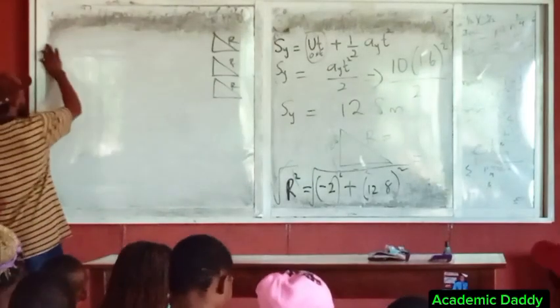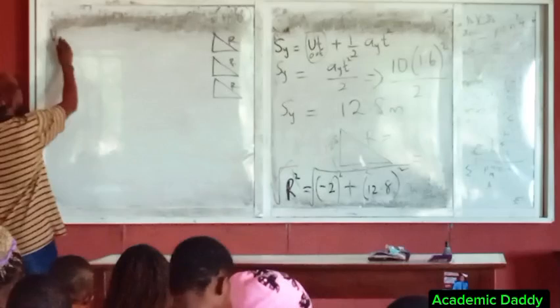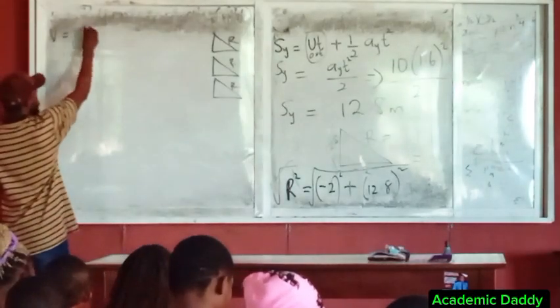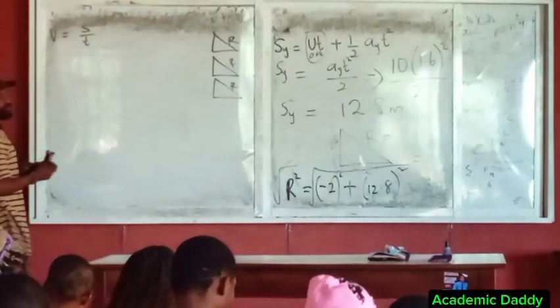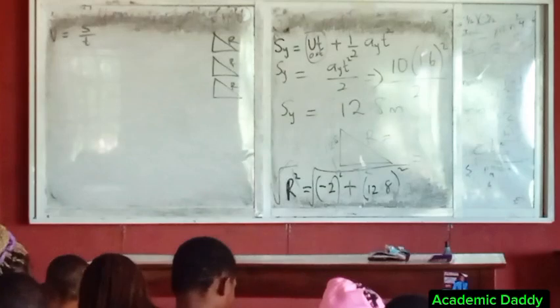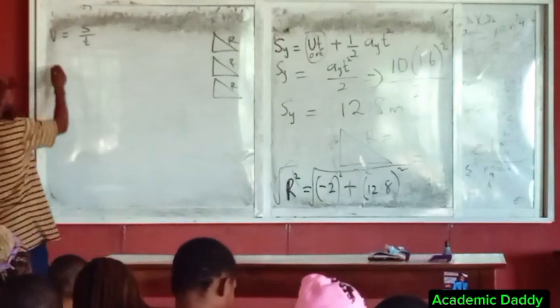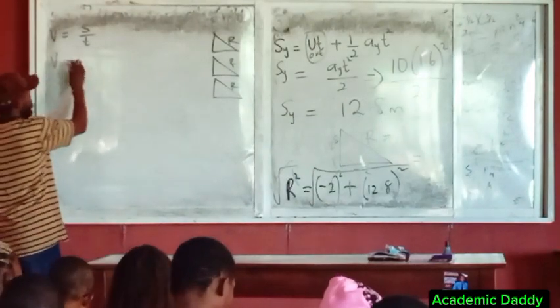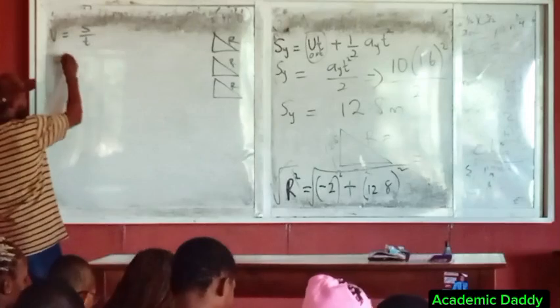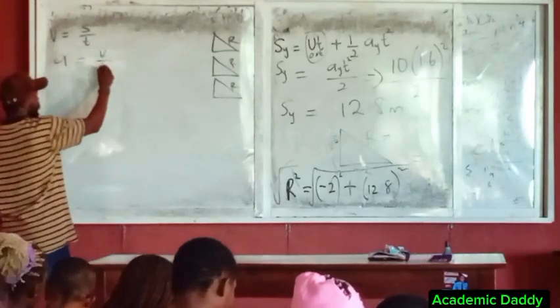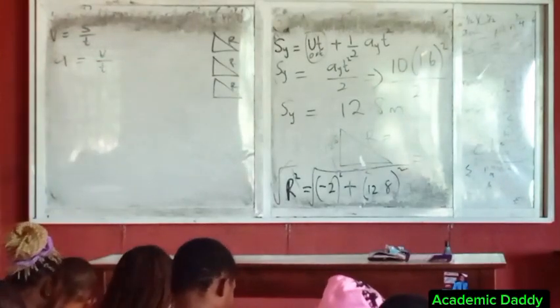Alright, let's find the velocity. First of all, we know that velocity is equal to displacement over time. And we also know that acceleration is equal to velocity over time. Do you remember?